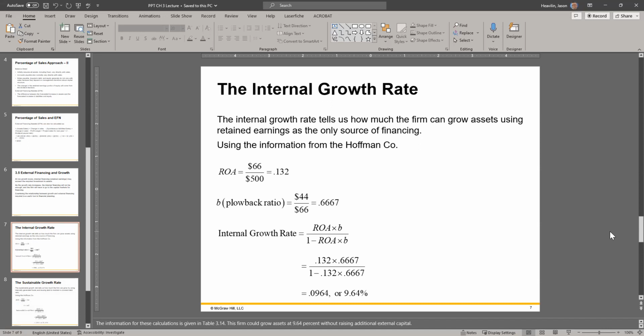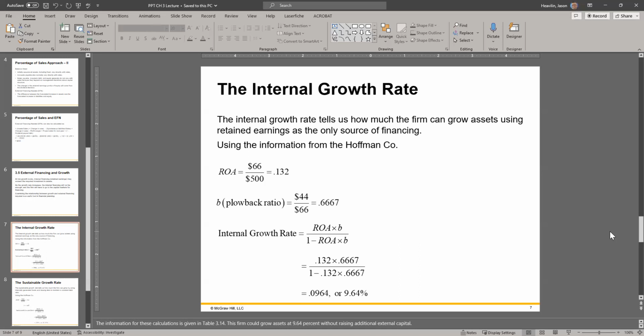So the internal growth rate tells us how much the firm can grow assets using retained earnings as the only source of financing. So when can we get away with using in-house funds? We start here with the return on assets. In this case, net income is 66, could be million, thousands, whatever the number may be. And the assets are 500. So the return on assets is 0.132. We save that 0.132 as our return on assets, put it on the side.